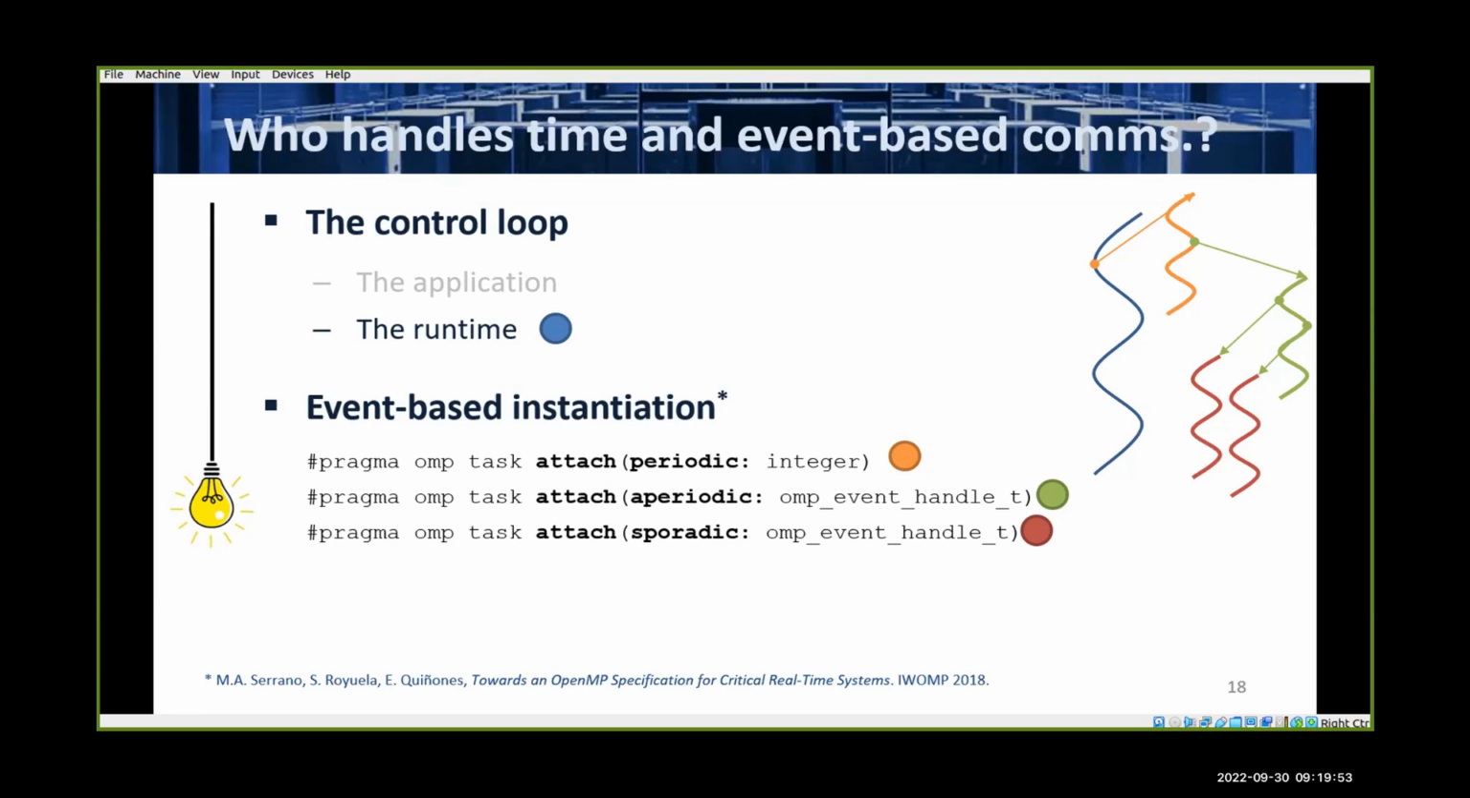In the case of aperiodic and sporadic tasks, the OpenMP event-based model is already something we can use. In this sense, I'm just using attach as an opposite of detach, because in this case, what I would like for the task is not to start until something happens. So if detach is not finalizing the task until something happens, maybe attach would attach the instantiation of the task to some event. So in the case of periodic tasks, we could have an attached periodic associated with an integer.